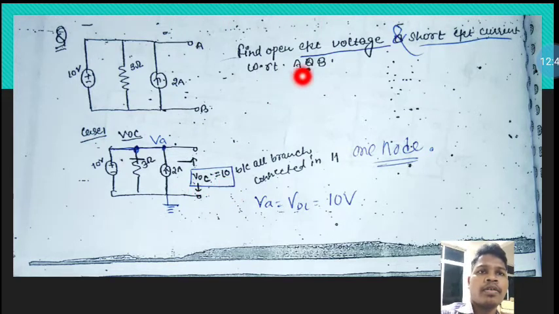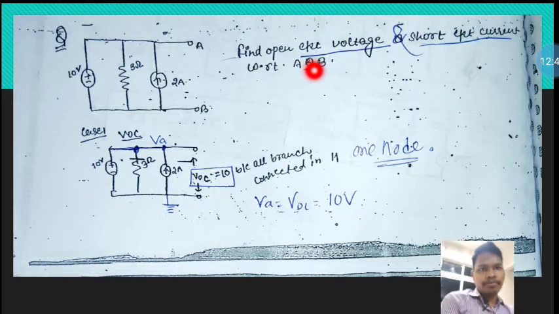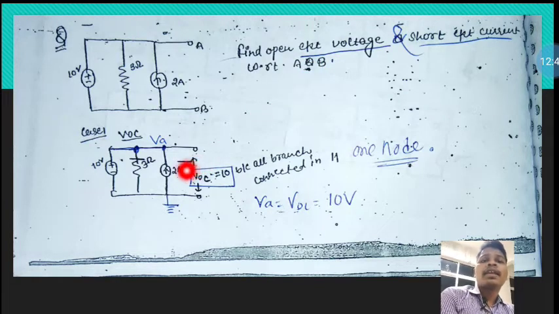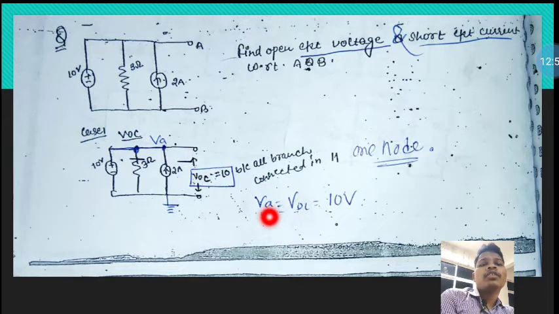So it is quite easy. There is no need to apply KCL and KVL on all. By observing the voltage or node voltage, we can calculate the open circuit voltage easily. So VA is equal to VOC, that is open circuit voltage, is equal to 10 volt.